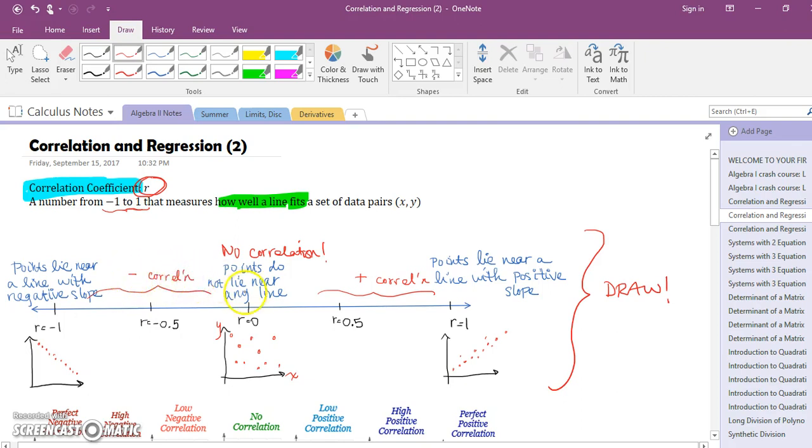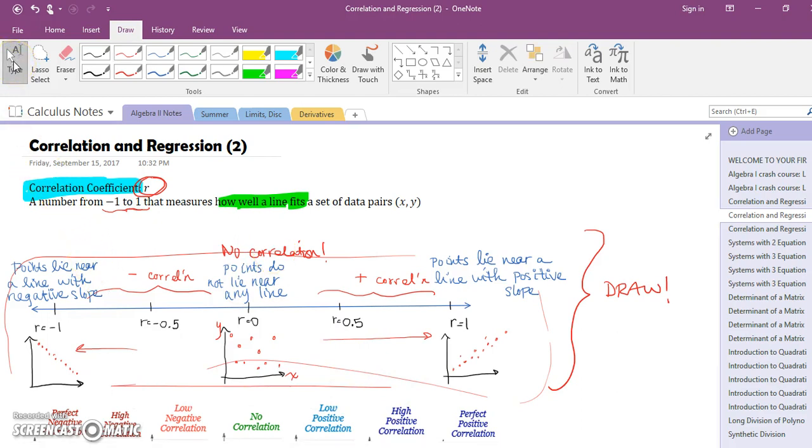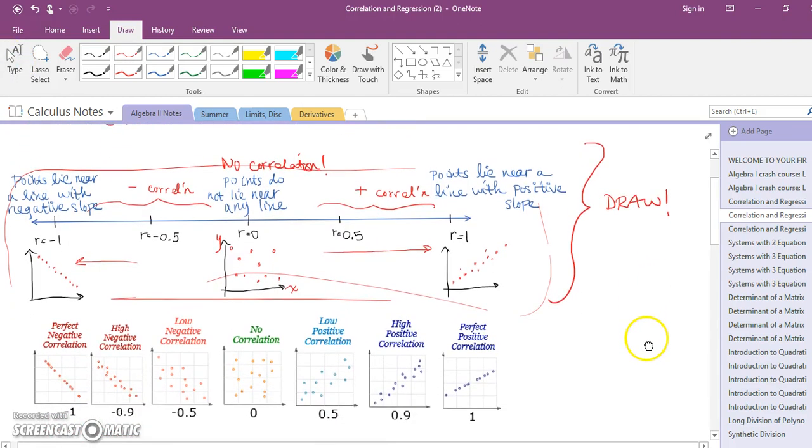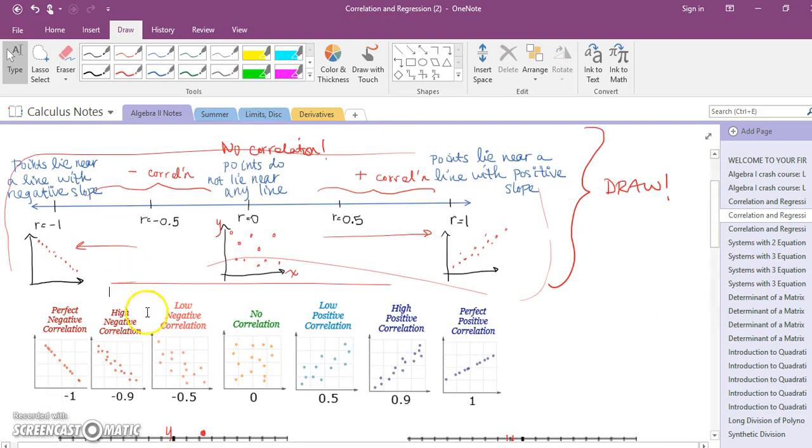And again, R being 0 is right in the middle, no correlation. The further you move to the right or the left, the closer your points will be to an exact line. So I definitely want you to write down this entire visual right here, but probably something that will help you see this is the following right here. You don't need to write all this down. This is just to help you see it.